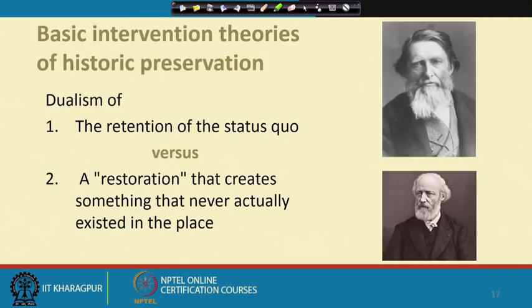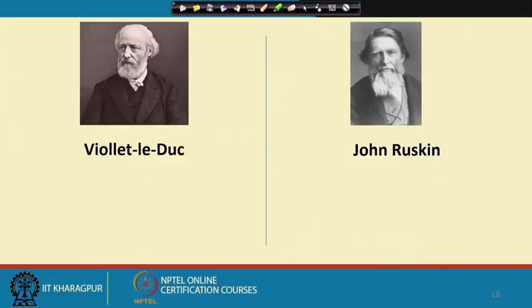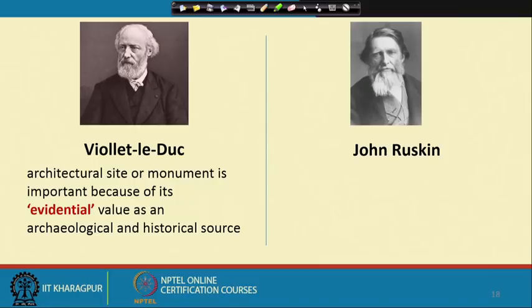As I told you, there is some sort of conflicting issue between his approach to restoration and that of John Ruskin, who belonged to England, and his approach to conservation. So, dualism is the retention of the status quo, which is the Ruskinian approach, vis-a-vis a restoration that creates something that never actually existed in the place. That is Viollet-le-Duc's approach. So, we see the comparison between the two.